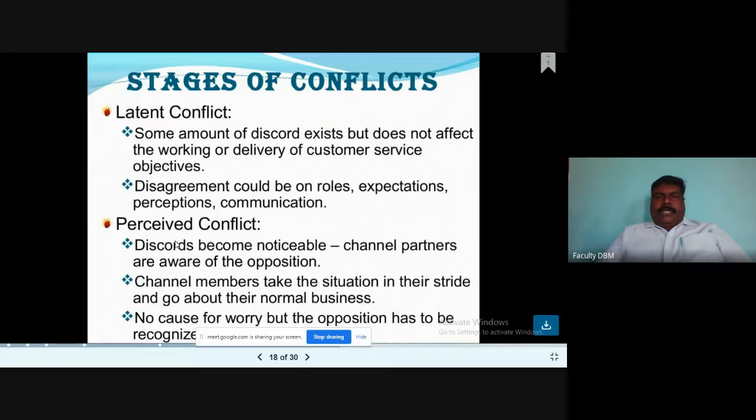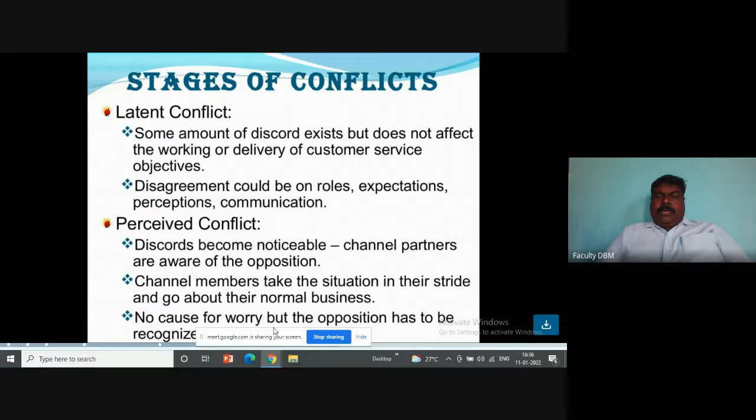Latent means some amount of discord exists but does not affect the working or delivery of customer service. Latent means disagreement on roles, expectations, and preferences. If the latent conflict grows, it affects the delivery of customer service. Perceived conflict means it becomes noticeable and channel partners are aware of the opposition. If a manager and a worker fight, there will be a disturbance in the delivery of service.